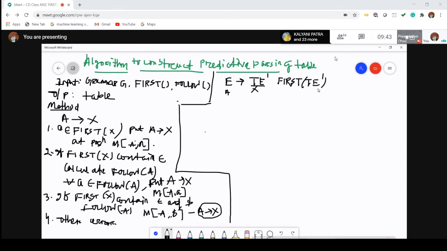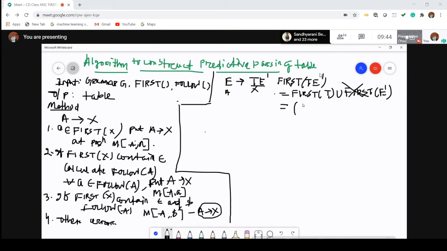What is rule number 4 of the first set? It must be first of T union first of E dash. But the condition is that first of T must contain epsilon. If it contains epsilon, then we can take the union, otherwise not. Now, what is first of T? First of T equals left parenthesis and id. It does not contain epsilon, so I cannot take the union. So it is only first of T, which is nothing but left parenthesis and id.